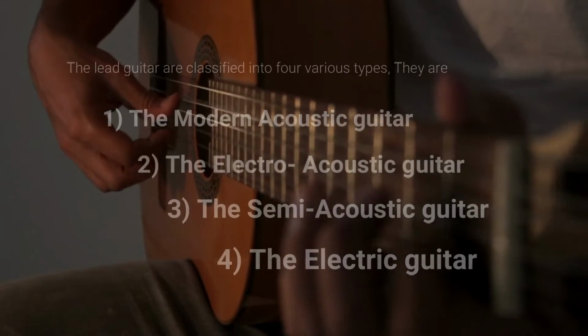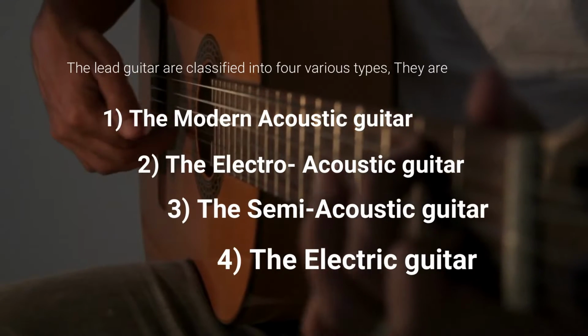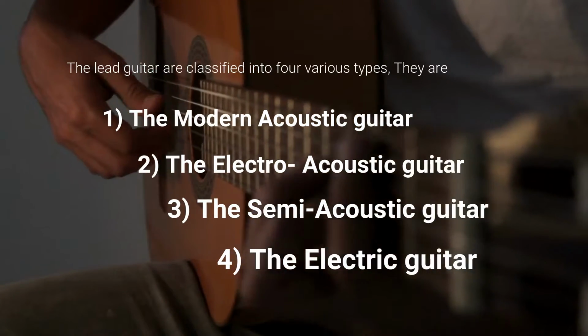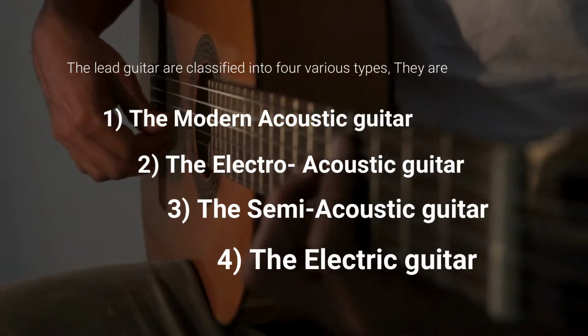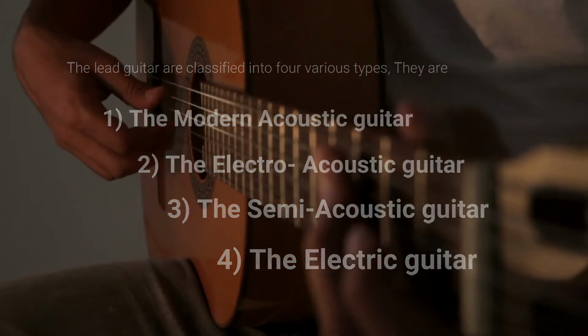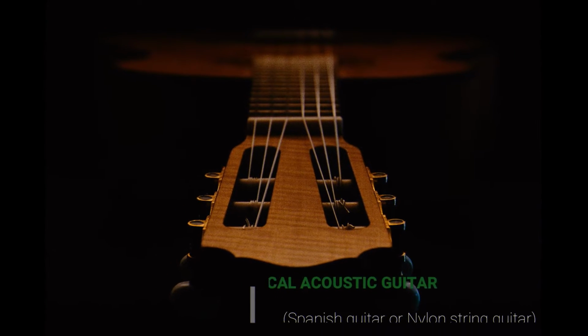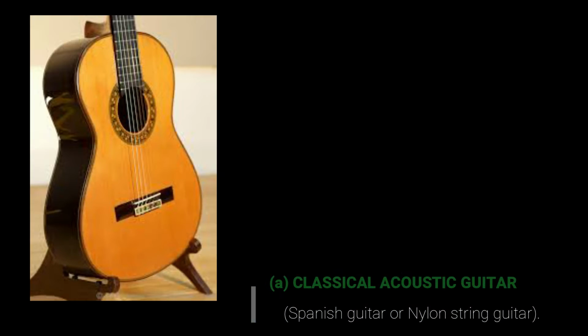1. Modern acoustic guitar. 2. Electroacoustic guitar. 3. Semi-acoustic guitar. 4. Electric guitar. The modern acoustic guitar is further divided into 3 categories. 1. Classical acoustic guitar. Most beginners choose this type of guitar because it is relatively cheap.